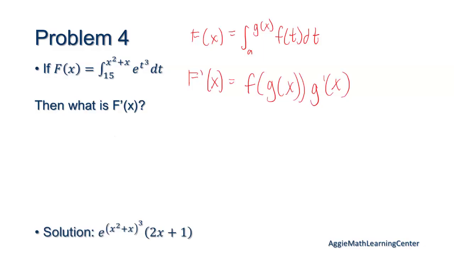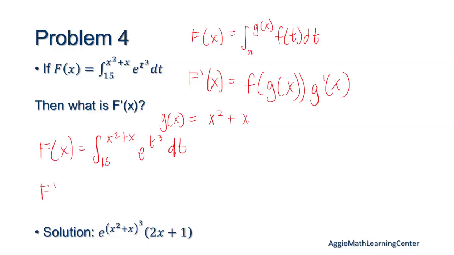So using the fundamental theorem of calculus, in this equation, our g of x is equal to x squared plus x, and our f of t is equal to e to the t cubed. So let's write our F of x: the integral from 15 to x squared plus x of e to the t cubed dt.